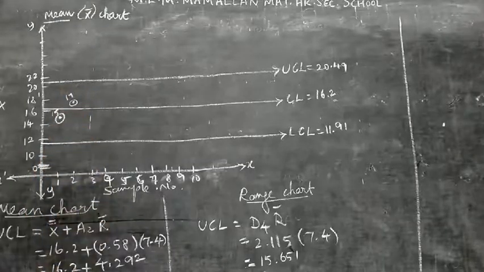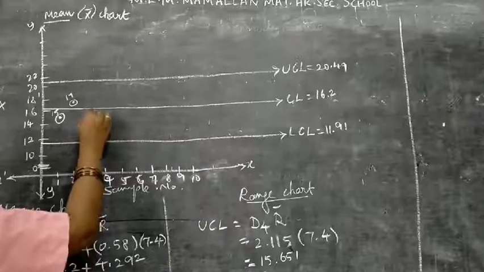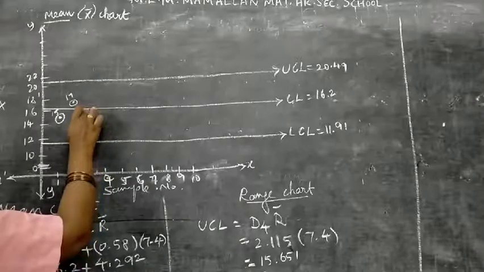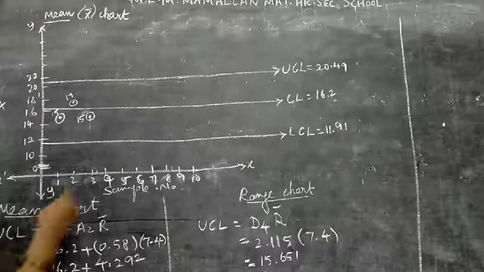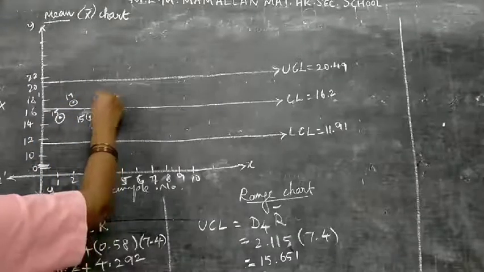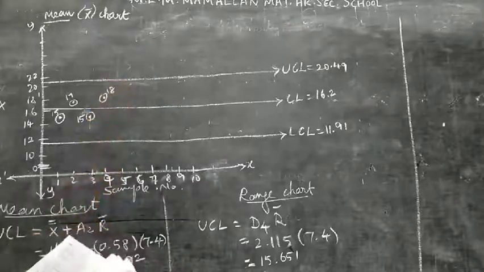Next, sample number 3 is 15. Sample number 3, again 15. So this is again 15. Okay. Next, sample number 4 is 18. Sample number 4, 18. Sample number 5, 17.